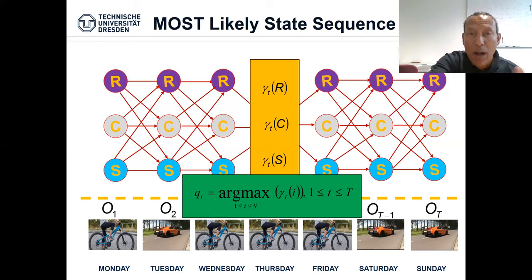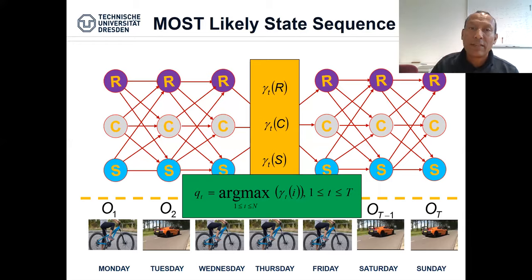Now we can move backward and forward and calculate the gammas for each time instant, and then we have a chain of states which we can consider the most probable states given the observation and the model. This is one way of calculating the most probable sequence of states.